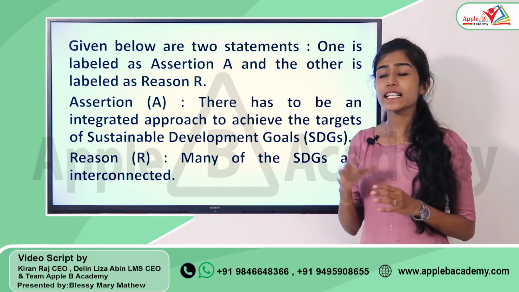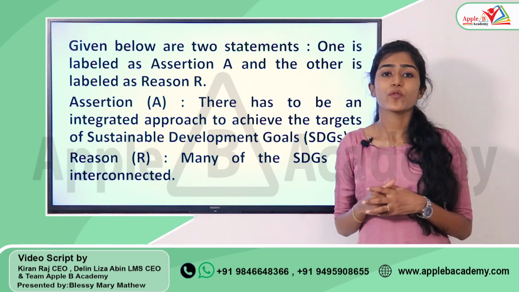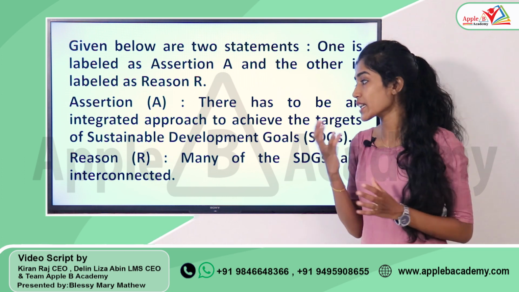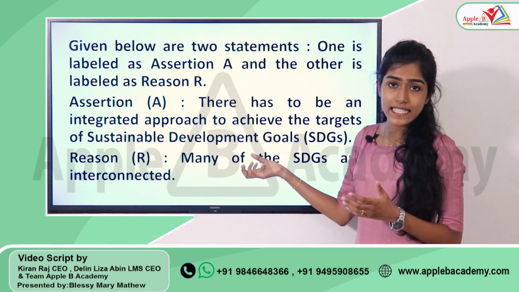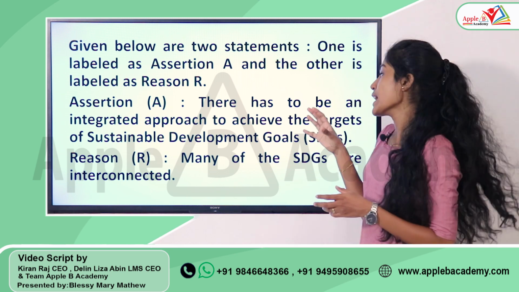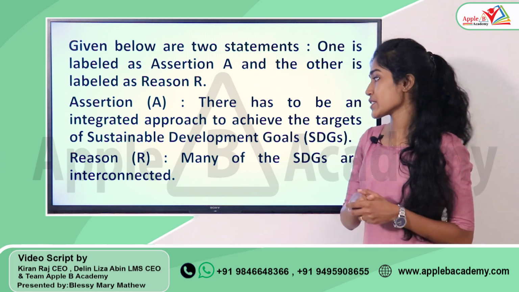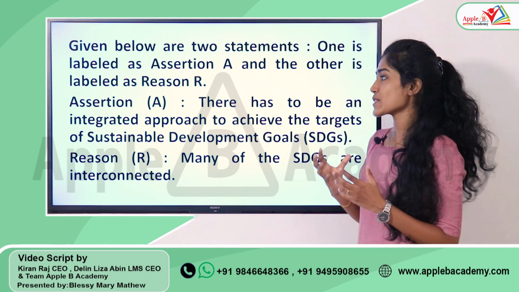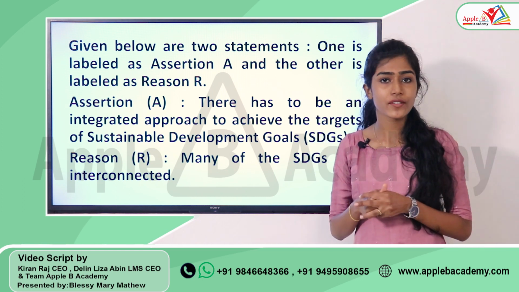It says that the 17 goals that we have in SDGs are interconnected. As it is a reason, we can say that there should be an integrated approach in order to achieve the targets of sustainable development goals. That is what these statements together mean, right?